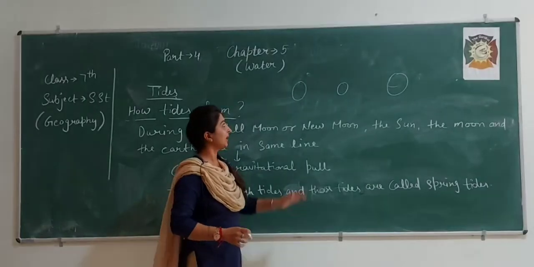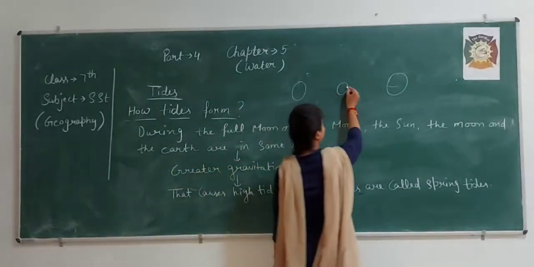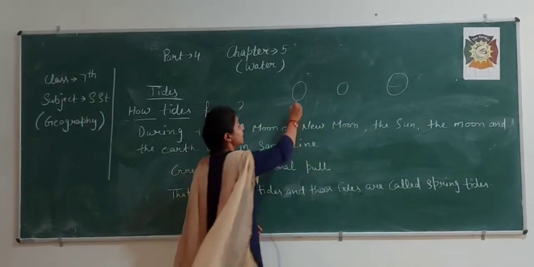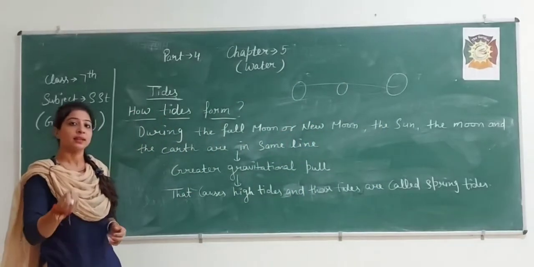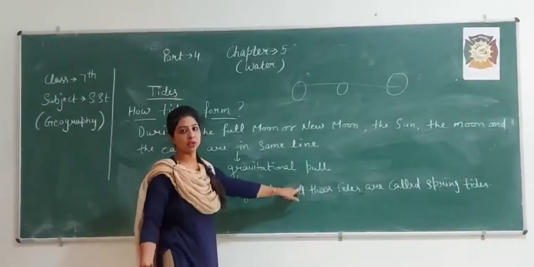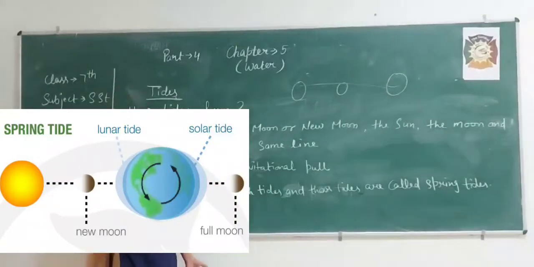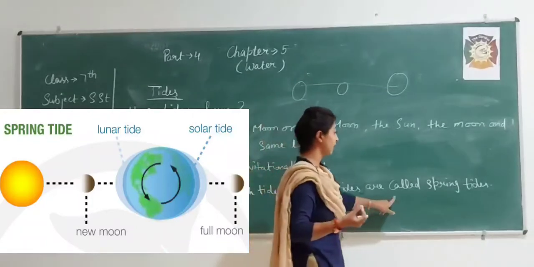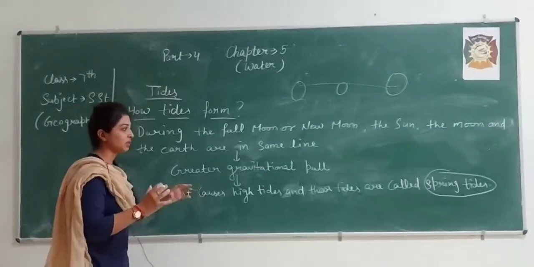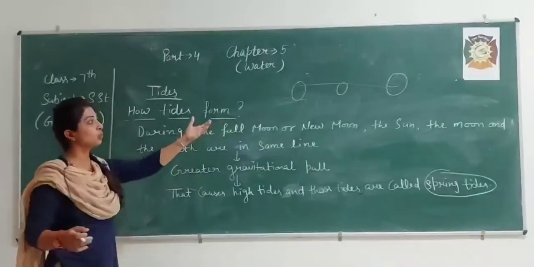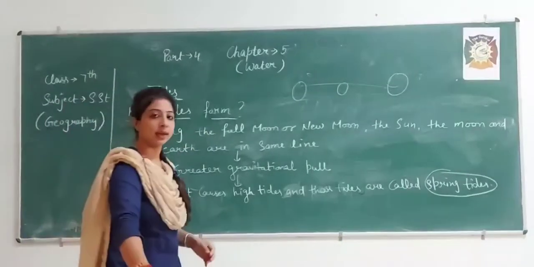When these are in the same line, then double gravitational force is applied on the earth, because the moon is applying its gravitational force on earth and the sun is also applying its gravitational force on earth. So what will be the result? There will be greater gravitational pull, and that causes high tides, and those high tides are called spring tides. Okay, now are you getting what spring tides are and how high tides are formed? Because these huge bodies are in the same line.